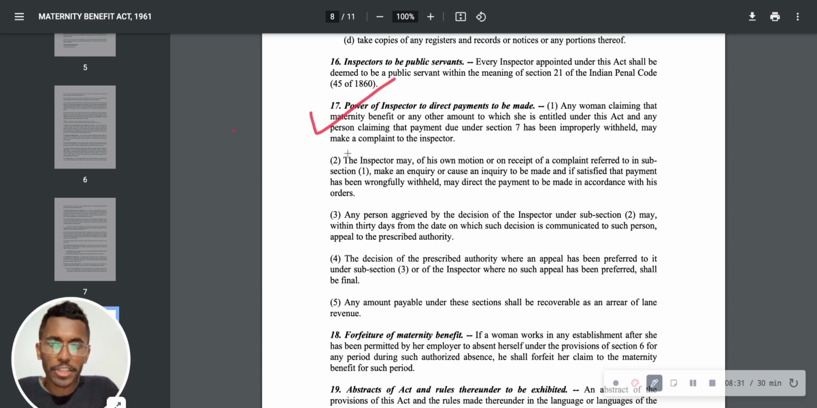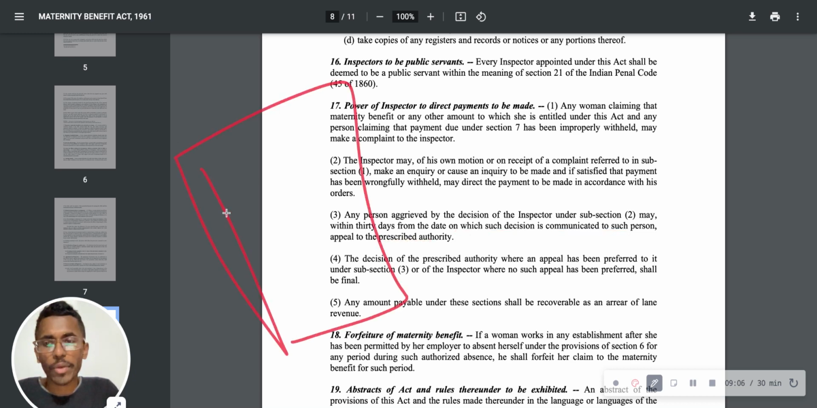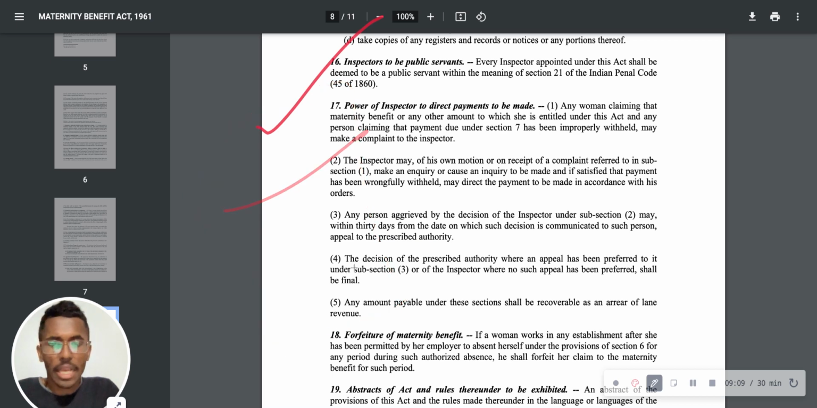That is possible. Now, subsection 2 says the inspector may, of his own motion or on receipt of a complaint referred to in subsection 1, make an inquiry or cause an inquiry to be made, and if satisfied that the payment has been wrongfully withheld, may direct the payment to be made in accordance with his order. So if the proper payment is not made, you can take them to court for punishment. Any person aggrieved by the decision of the inspector under subsection 2 may, within 30 days from the date on which such decision is communicated, appeal to the prescribed authority. So within 30 days, it goes to the prescribed authority, and strict action will be taken.